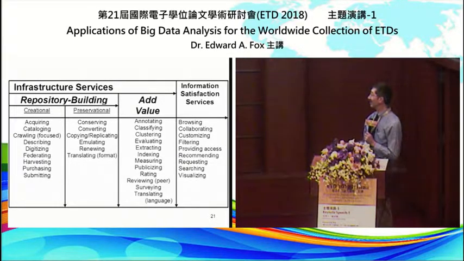This is the creational aspect. And you see there's many parts. We talk about harvesting and other things. On the preservational side, sometimes we convert things or we translate them. So there are many parts to that.